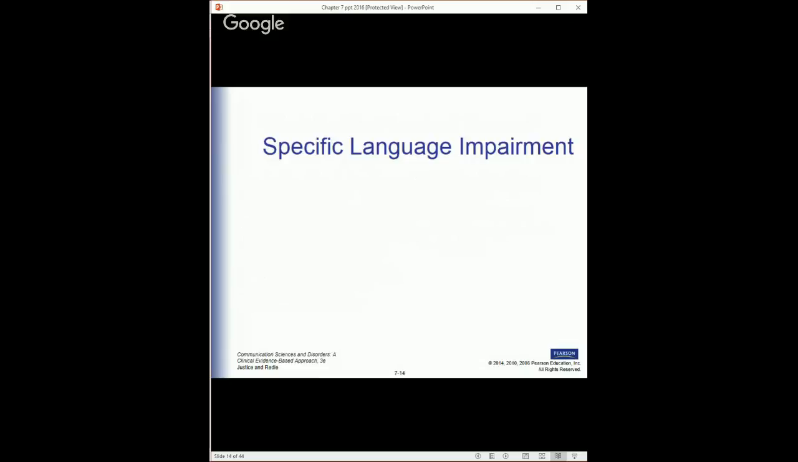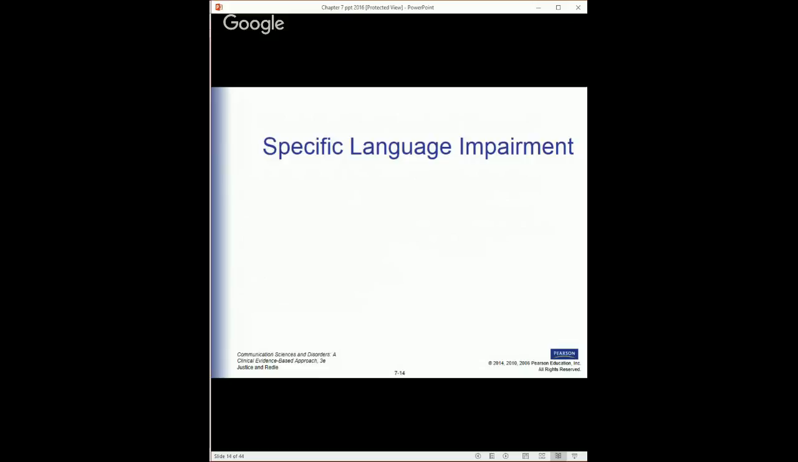For short, or an abbreviation of this, is SLI, and children with SLI have typical hearing skills, normal intelligence, no obvious neurological, motor, or sensory disturbances, such as seizures or brain injury. A defining feature for children with SLI is that their language skills seem disproportionately poor relative to their intellectual capabilities. This diagnosis usually comes after a child's third birthday, although they may show signs of this disorder during their first or second years of life.